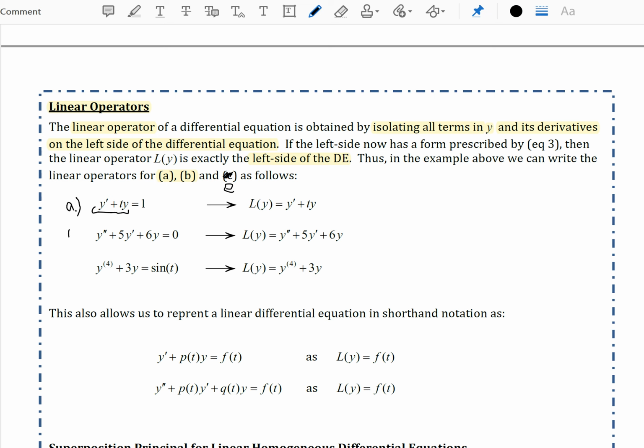Similarly for B, all of the terms containing y are on the left-hand side. This is the linear operator. And for E, here, all of the terms containing y are on the left-hand side, so that's the linear operator.